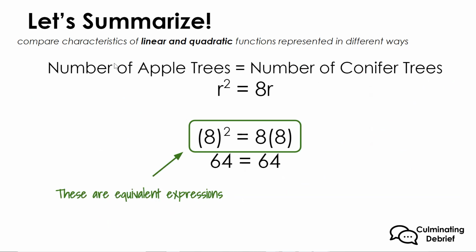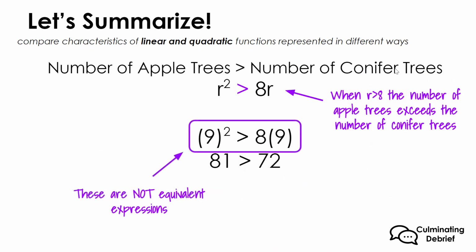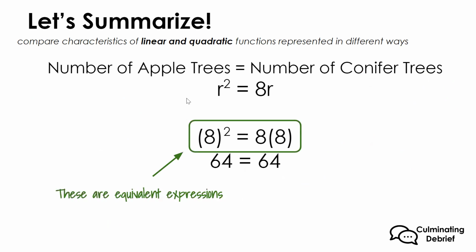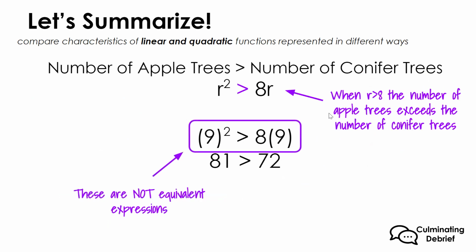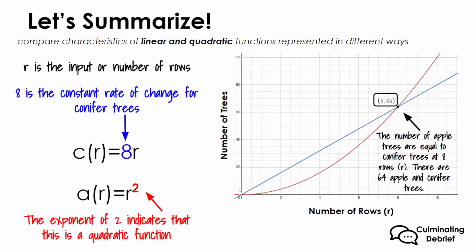Right. When are we going to have the apple trees equal the number of conifer trees? Well, if you took r squared and set it equal to 8r, you could solve that out. When the row number is greater than 8, the number of apple trees is going to exceed the number of conifer trees. Looking at this little graph, we see that we have more conifer trees than apple trees, until right here, now we're going to have more apple trees.